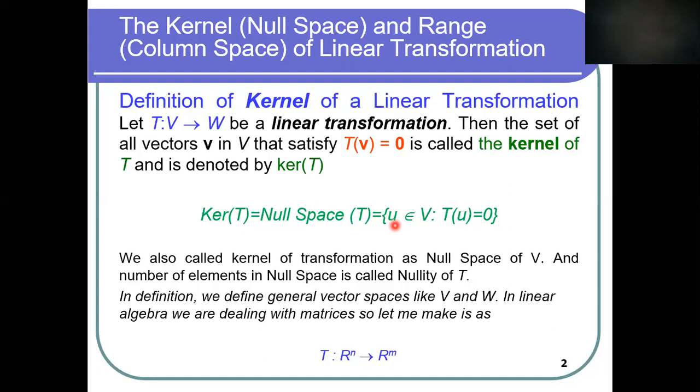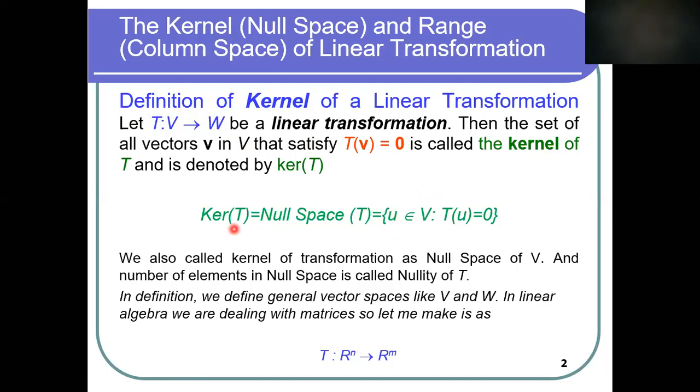Let T be a linear transformation from V to W. Then the set of all vectors in V that satisfy T of v equal to 0 is called the kernel of the transformation, and it is denoted by ker of T. That is, the kernel of the transformation, I mean the null space of T, is all u belonging to V such that T of u equal to 0. V is the domain of this transformation and W is the codomain. The dimension of the kernel of the transformation is called the nullity of T.